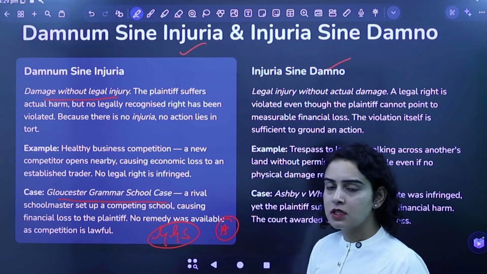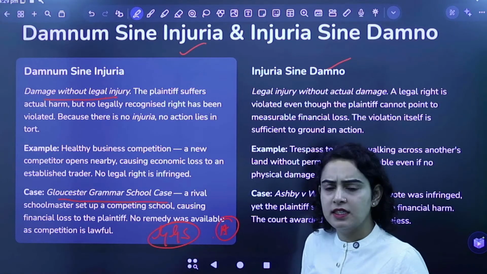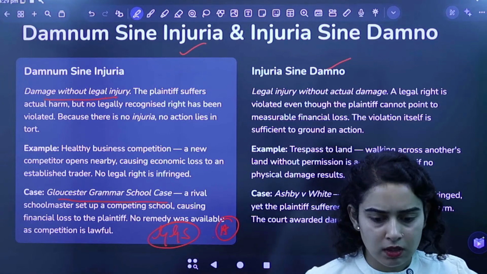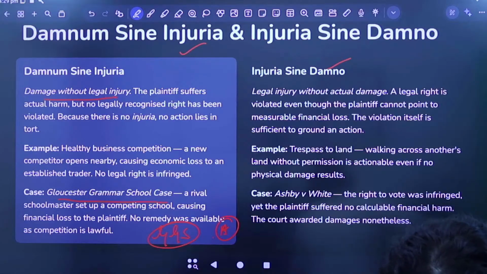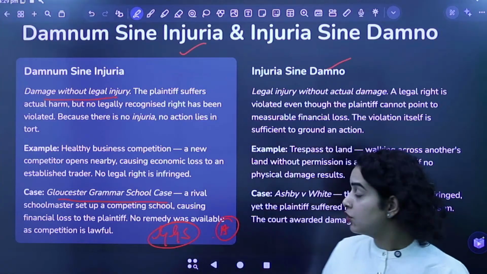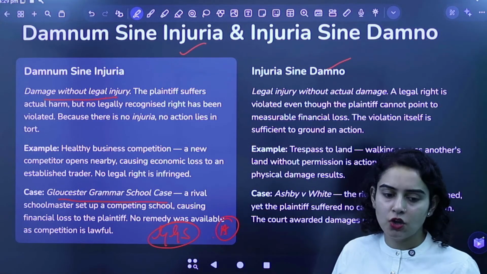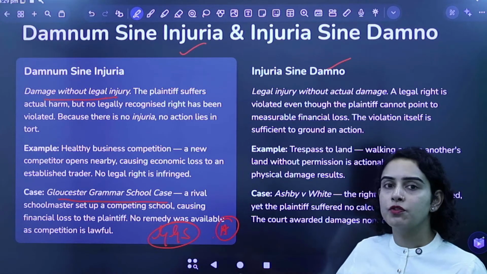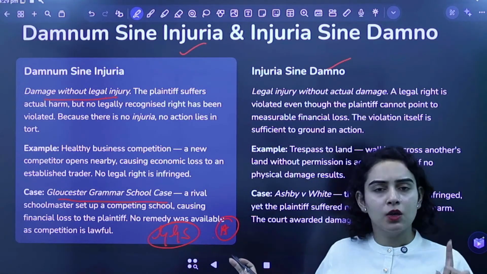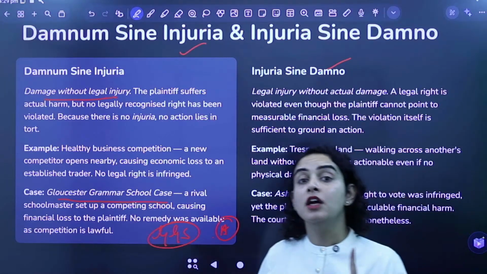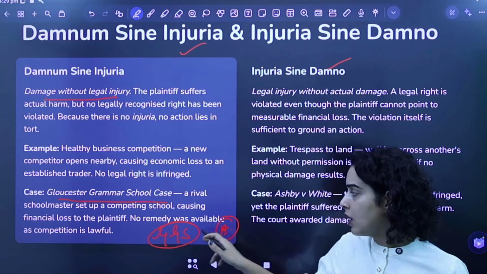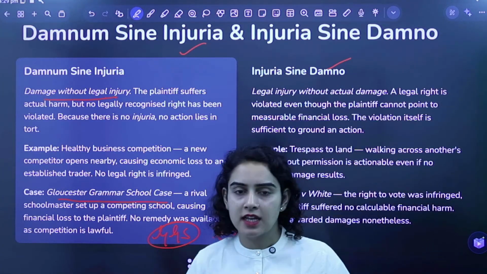ऐसा नहीं है कि a person does not have the right to open the school. He has the right. He's just using his right. If there is going to be any competitor, of course there's going to be financial loss, but there is not necessarily any legal injury that has happened. So damage हुआ है, but कोई भी legal injury नहीं हुई है. Law of tort सिर्फ applicable होगा उन situations में जहां पे legal injury हुई हो. तो यहाँ पे कोई भी legal injury नहीं हुई है, इसलिए कोई भी कोर्ट आपको इसमें कोई भी relief नहीं दिला सकता. Okay.